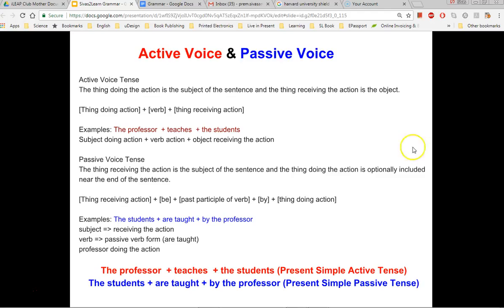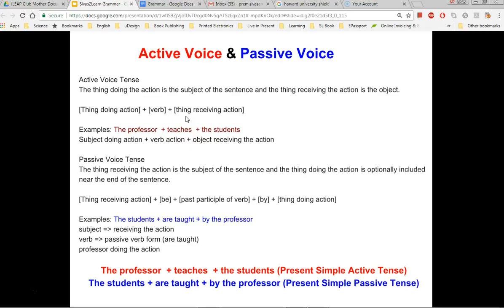So the difference between active and passive voice, right? For an example, the professor teaches the students. The professor is a subject, teaches is the verb, the action, the students receiving the action, right? So the one who is doing the action is the subject of the sentence, and the thing receiving the action is the object. You see, the professor is doing the action and the students are receiving, so this is active.